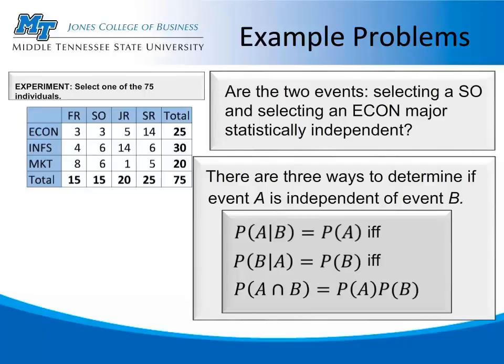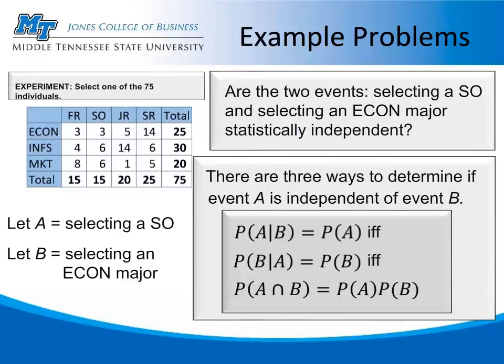So they're stated in terms of generic events A and B. So either let A be the sophomore and B be the econ, or vice versa. It doesn't matter. Now I'm going to show one way of determining this, and on this way I'm going to let A be the event that you're selecting a sophomore, and I'm going to let B be the event that you're selecting an economics major. And I'm going to use the first one. I'm going to see whether or not the probability of A given B, the probability of a sophomore given an economics major, is equal to the probability of a sophomore. If those two numbers turn out to be the same, then that means they're statistically independent. A person being an economics major isn't changing the likelihood that they're a sophomore.